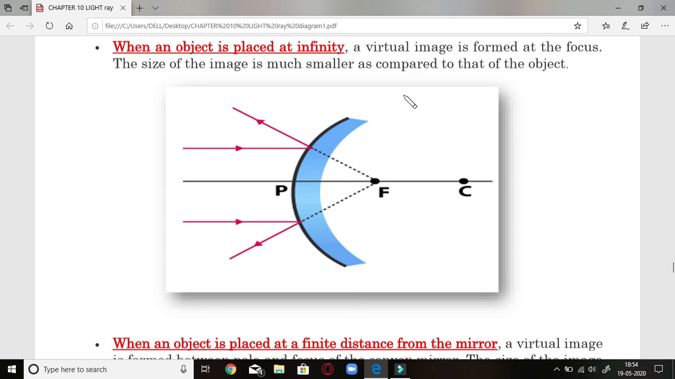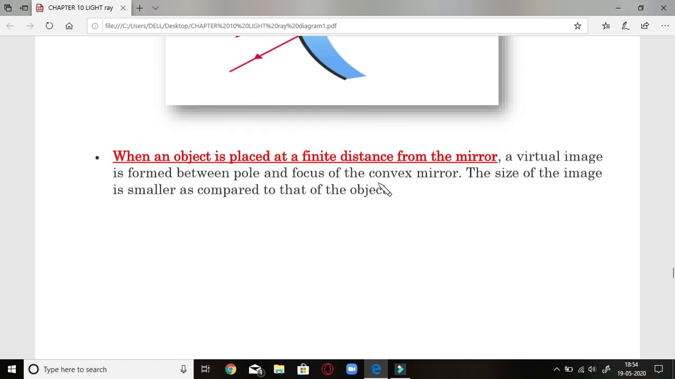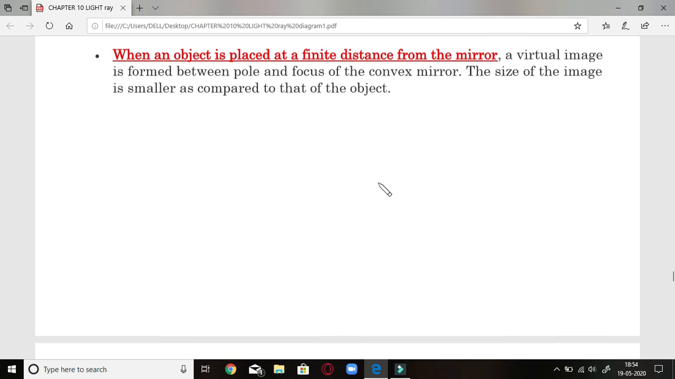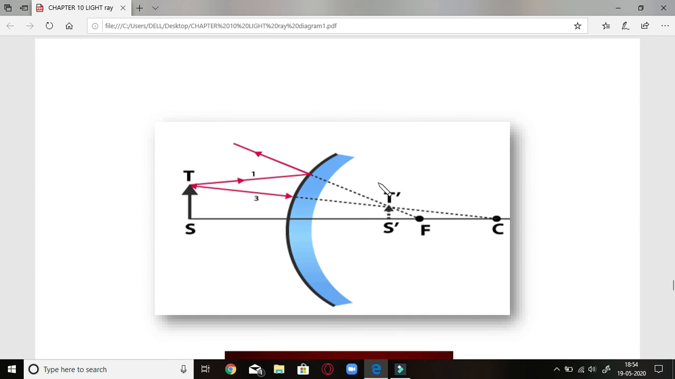First, when the object is placed at infinity, one ray is coming parallel to the principal axis, another is also parallel to the principal axis, and then they will diverge out. They will appear to meet at the focus. Next, when the object is placed at a finite distance from the mirror, not at infinity, certainly we are going to get a virtual image in that case.